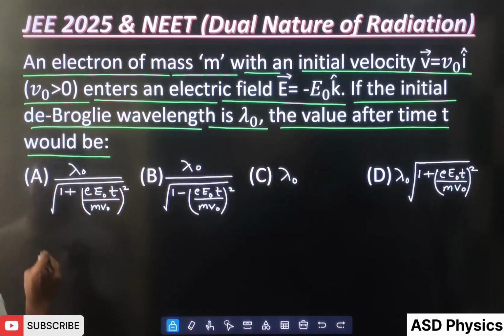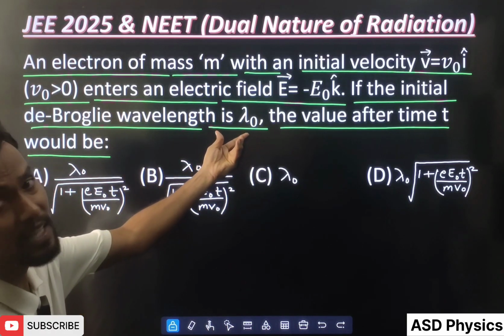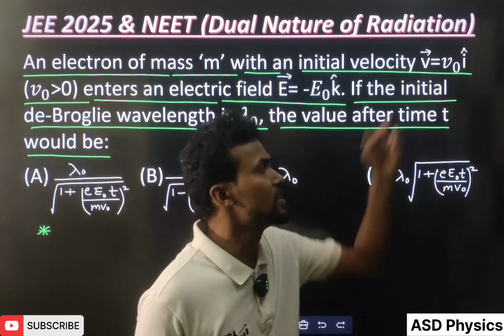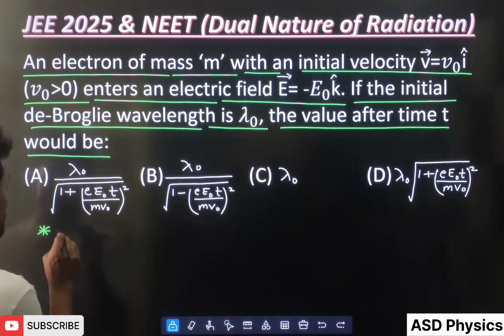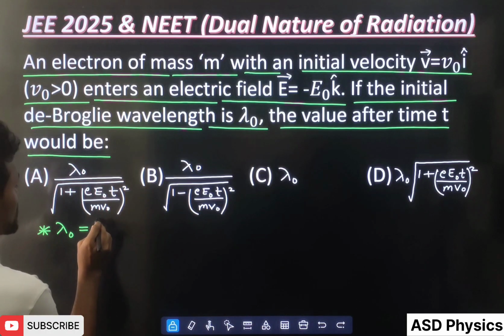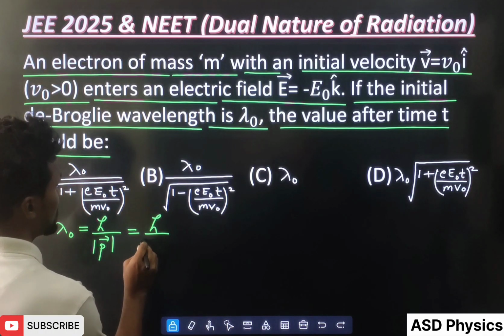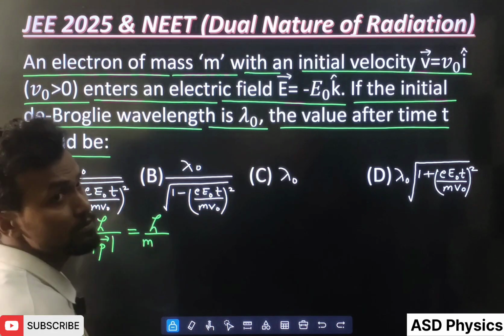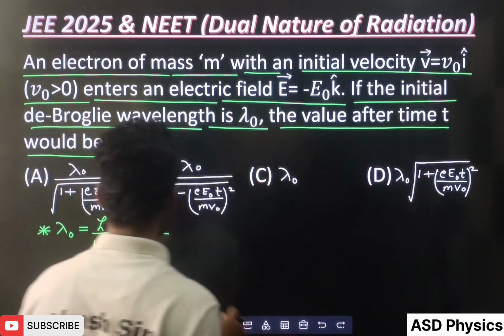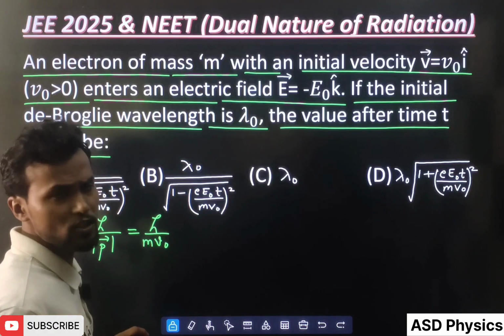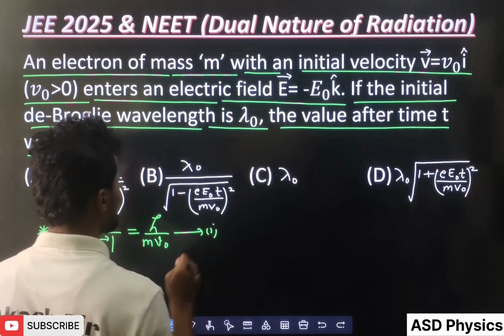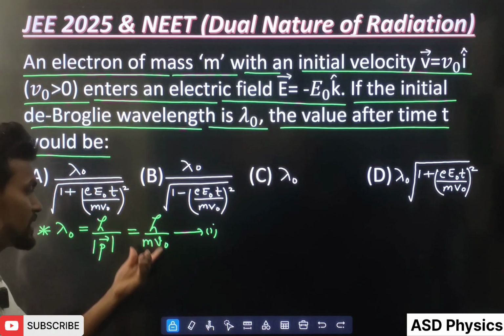Okay, so if we talk about the initial situation, what is the initial wavelength? Lambda naught. And what is the initial velocity? V naught i cap. Wavelength is a scalar quantity, so I will just take the magnitude of the momentum. Always I will use this formula, h by the magnitude of the momentum. So this is h, the mass is m, and the magnitude of the initial velocity v naught i cap is v naught. So this is equation 1: the initial de Broglie wavelength, lambda naught equals h by m v naught.